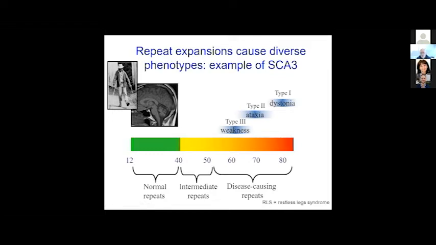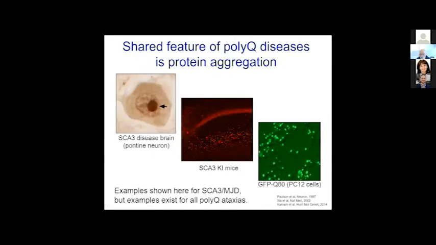than dystonia. So if you will, there is a dose dependence to this, a length dependence to this. The longer the repeat, the more severe the disease, occurring earlier in life. And people who have an intermediate size repeat don't have the disease itself. They have a syndrome called restless leg syndrome, which may be unrelated to what we see here. Now, in all of the polyglutamine disorders, we see evidence of aggregation of the disease proteins.